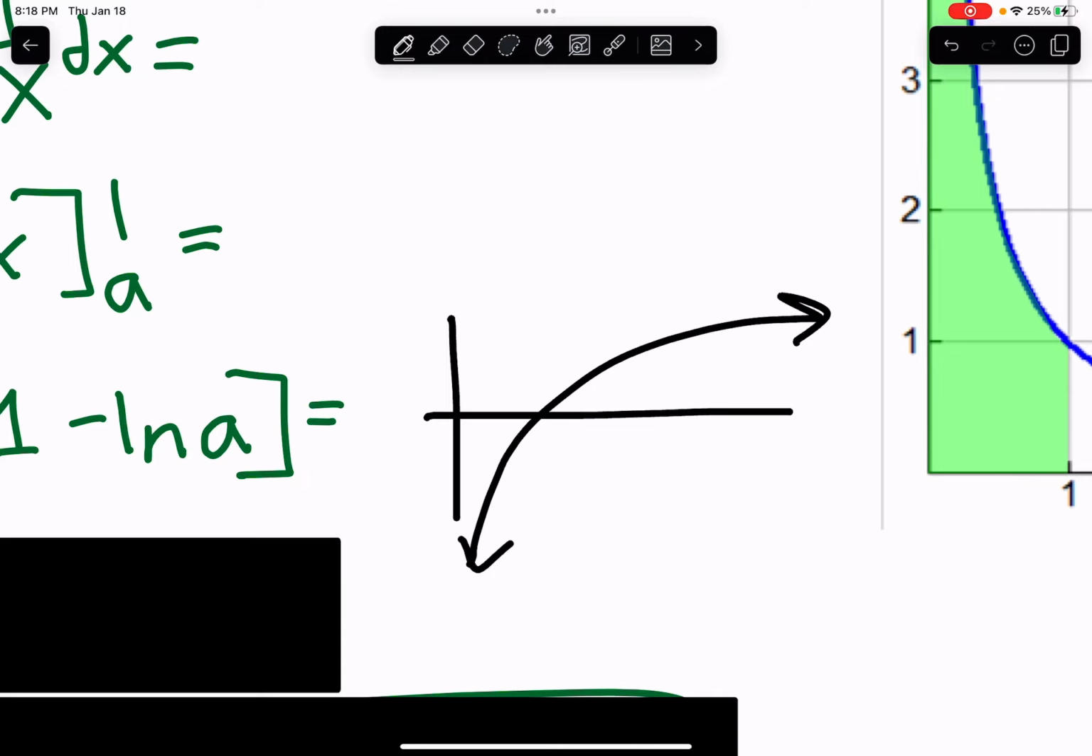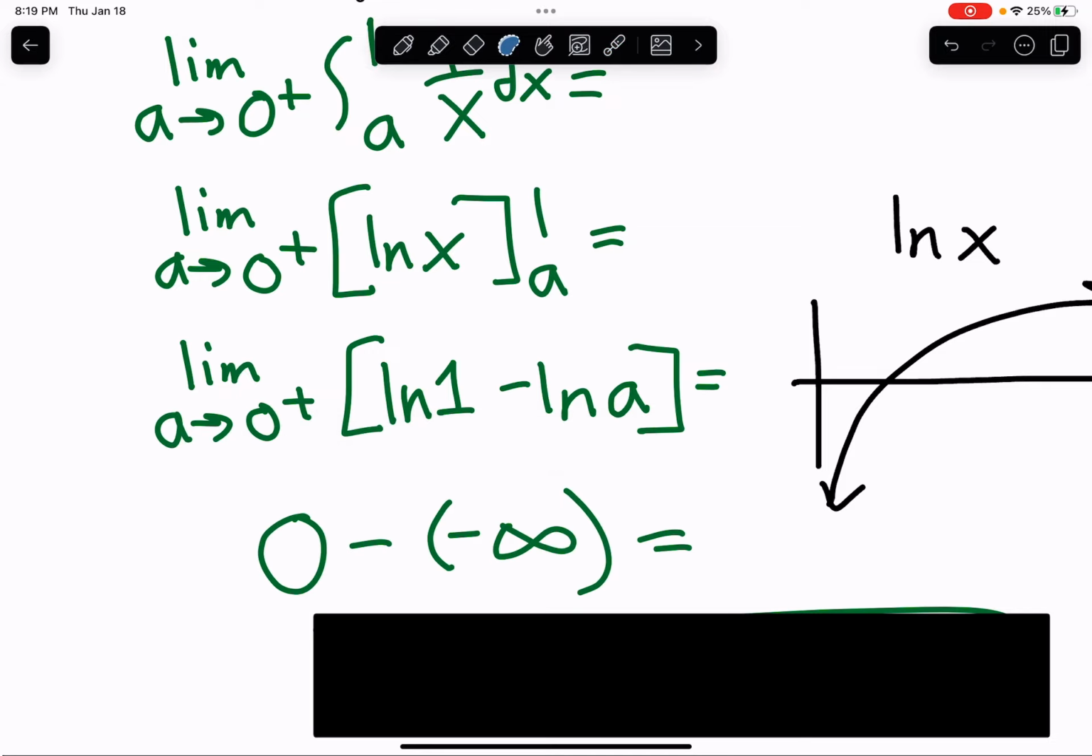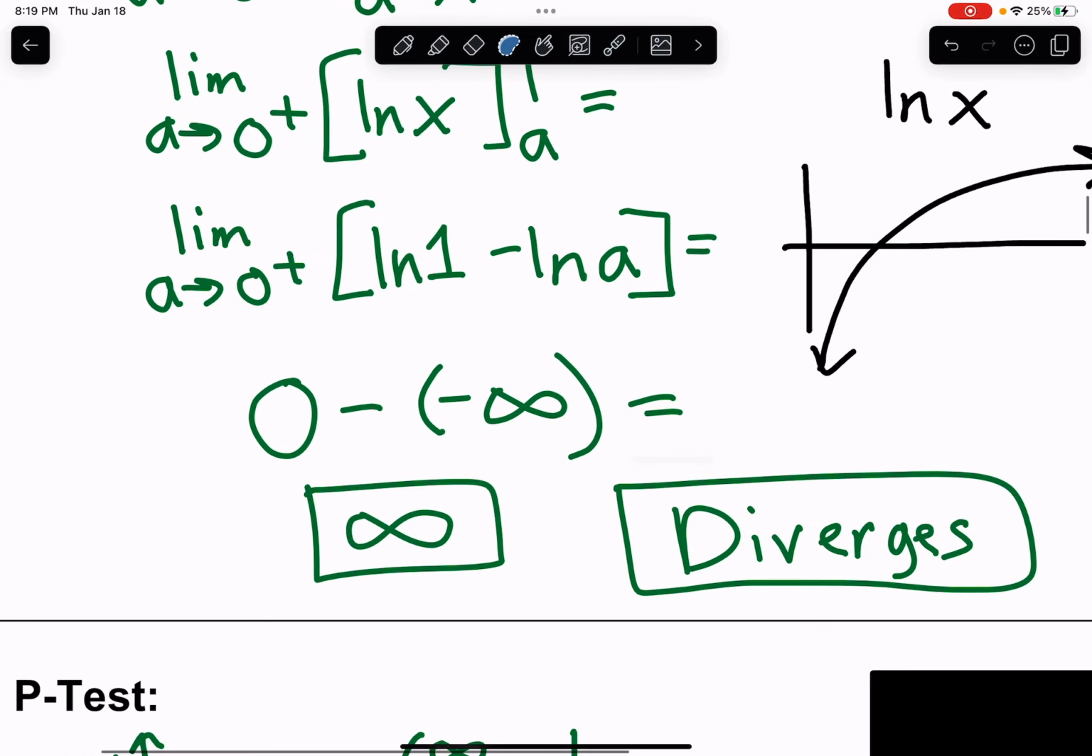That doesn't matter. This is the natural log graph. This is a graph we should memorize for sure. What happens as we approach 0 from the right? This goes down, down, down, all the way to negative infinity. And so it's negative. Again, as we approach 0 from the right, the function goes to negative infinity, and so this becomes double negatives, and so I get positive infinity, and that tells me that this integral diverges.